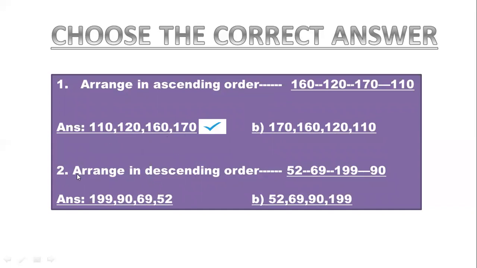See the next question. Arrange in descending order. 52, 69, 199 and 90. What will be the correct answer? A, 199, 90, 69, 52, or is it B, 52, 69, 90 and 199? It will be A. 199, 90, 69 and 52.